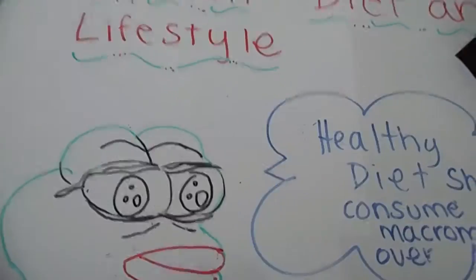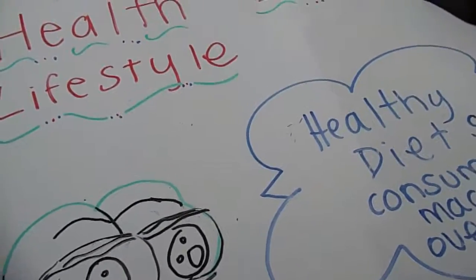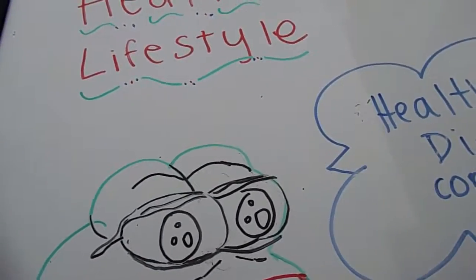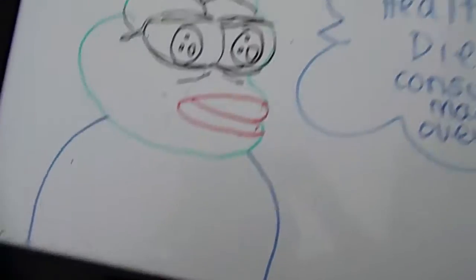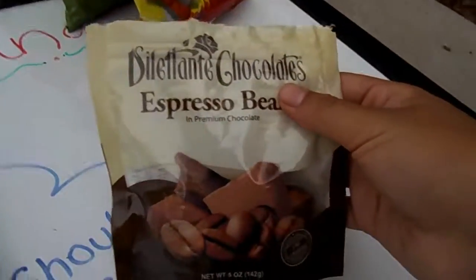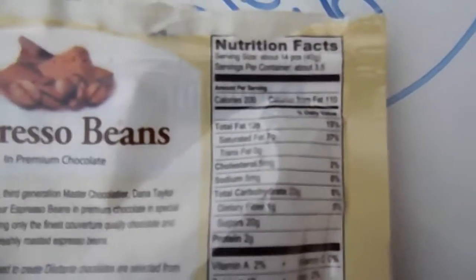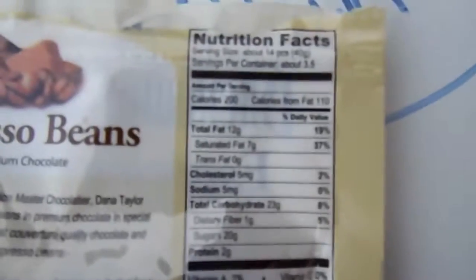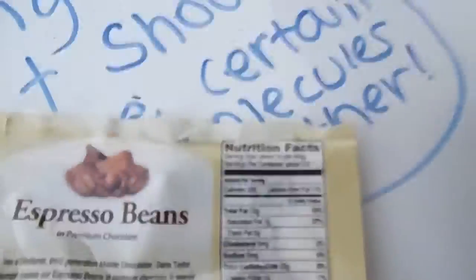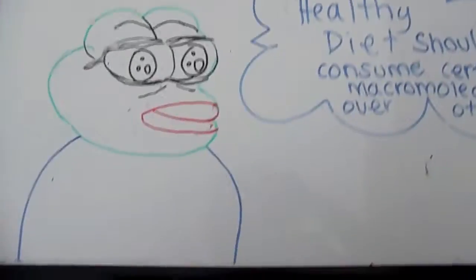Anywho, there are many types of carbohydrates, at least in relation to nutrition. There are complex and simple carbohydrates. Simple carbs can be digested quickly, and complex carbs digest slower in the body due to them being longer. So like chocolate, for example, it's not good for you at all. The total fat is 12 grams and cholesterol is 5. Sugar is 20. That's high. It's very high. That's not good at all.